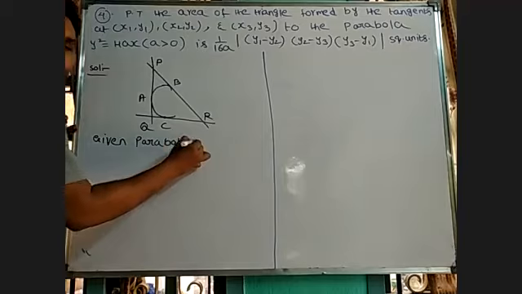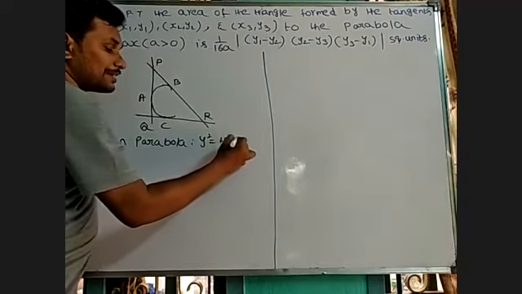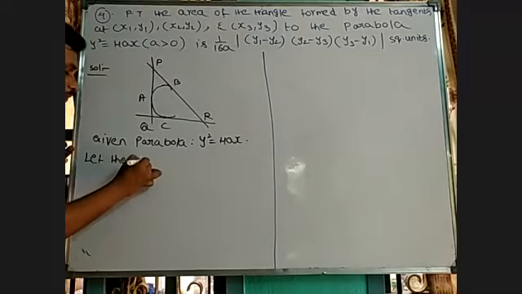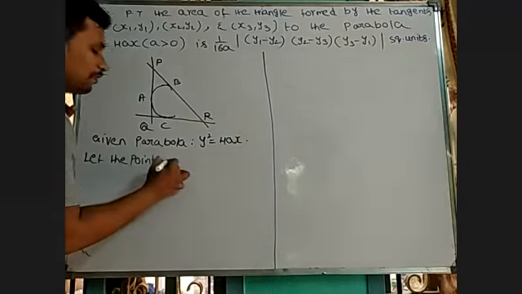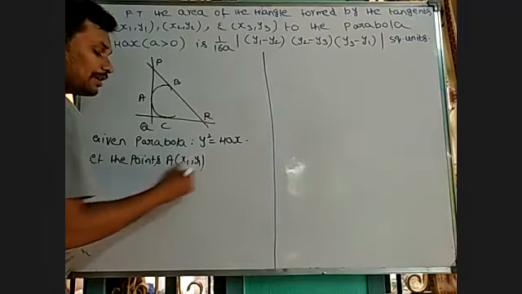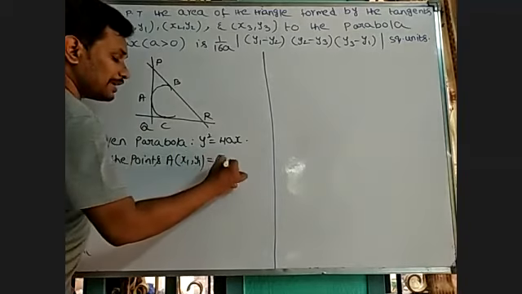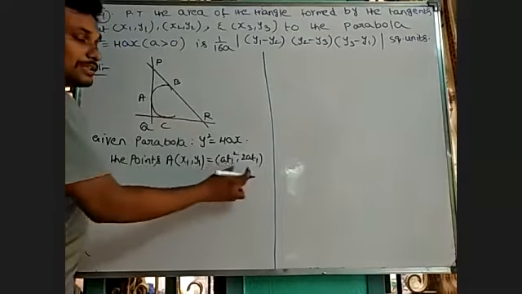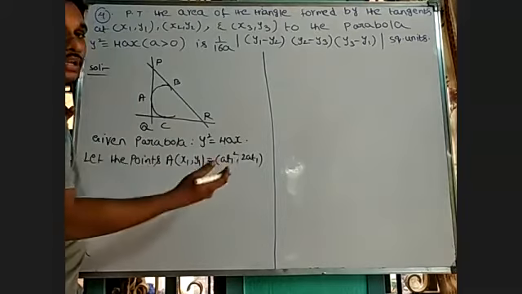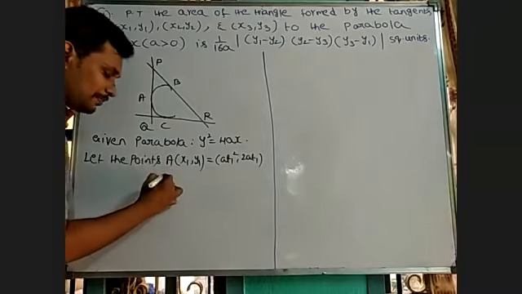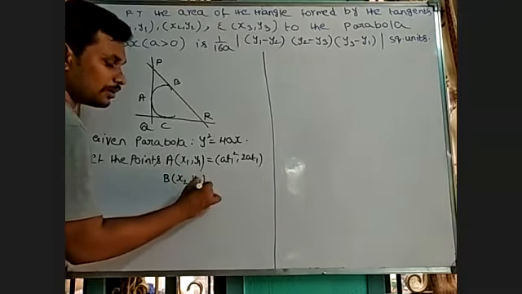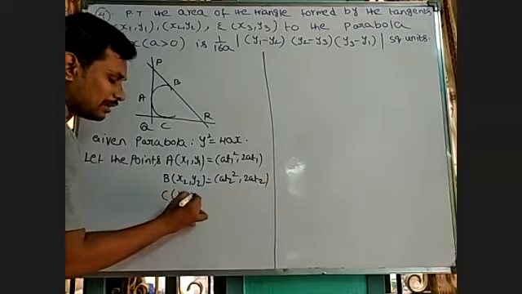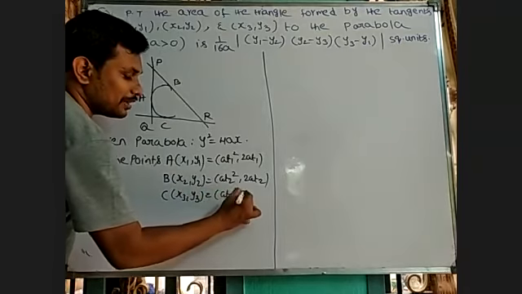Next, the given parabola y square is equal to 4ax. Let the points be A (x1, y1) equal to (a t1 square, 2a t1). It is a parametric coordinate. Where they give x1, y1, we are converting this in terms of parameter coordinates. Understood? Next, B (x2, y2) equal to (a t2 square, 2a t2). Next, C (x3, y3) equal to (a t3 square, 2a t3).